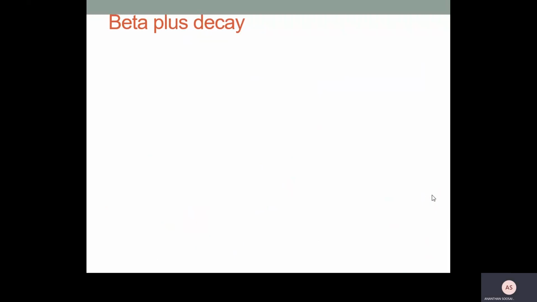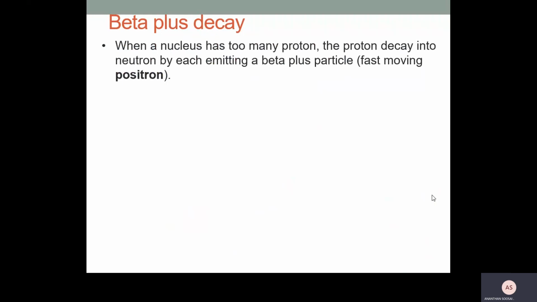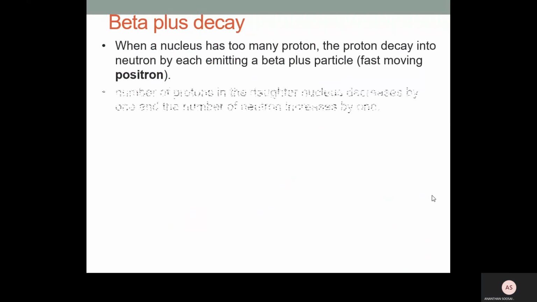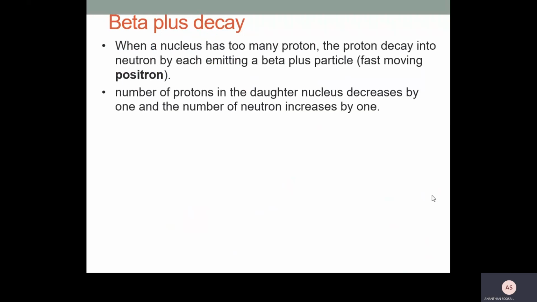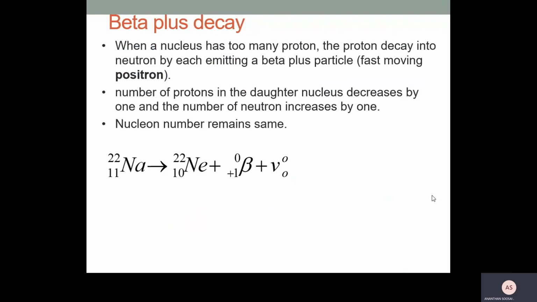Beta plus, excessive what? Proton. Excessive proton decays into neutron by emitting beta plus, called positron, a fast moving positron. The number of protons in the daughter nucleus decreases by 1, the number of neutrons increases by 1. So proton changes to neutron.